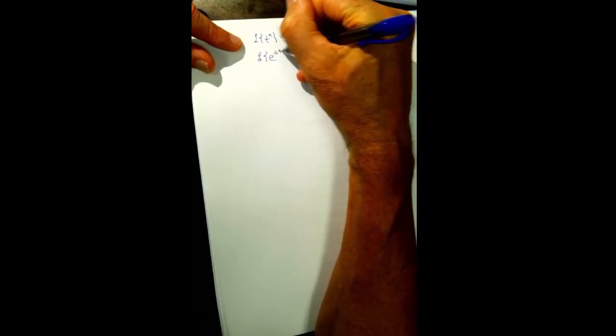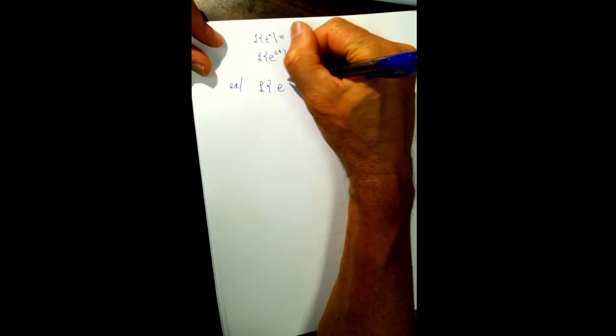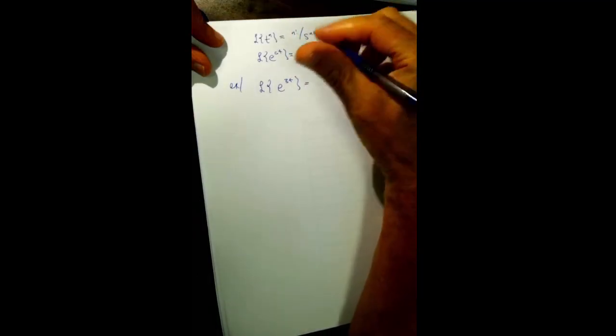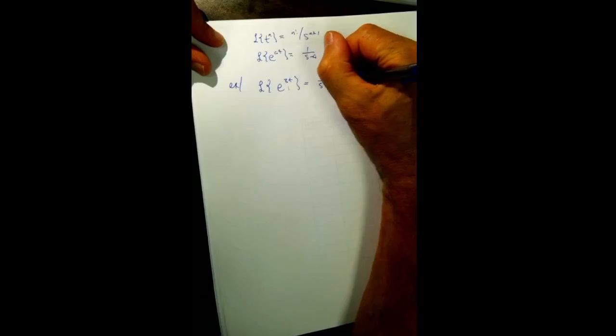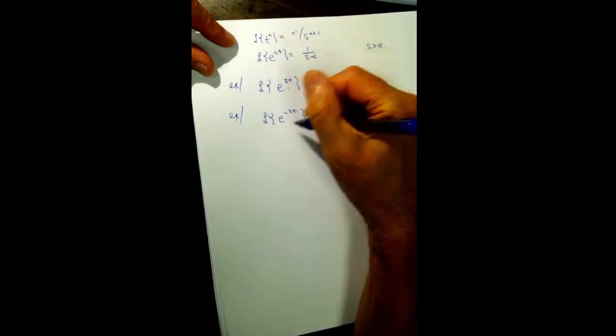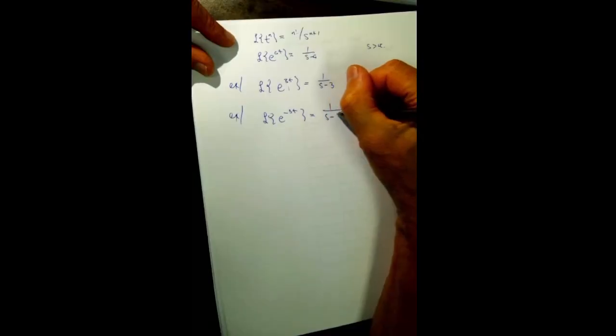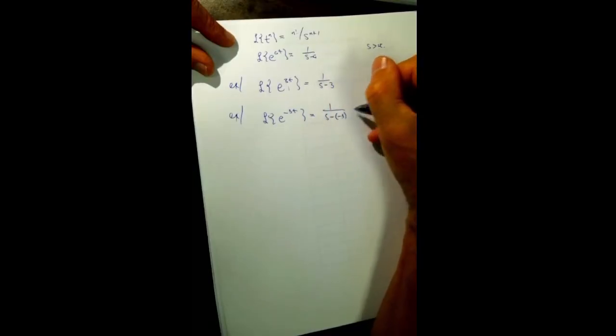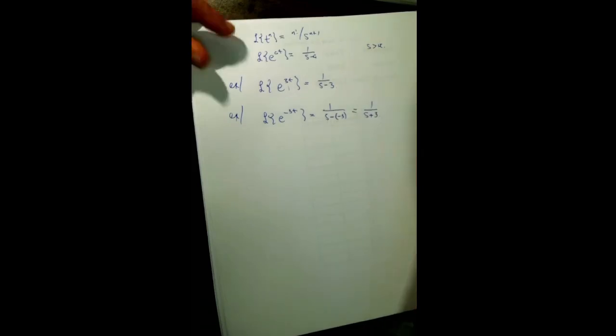Okay, so we now have the Laplace transform of t to the n is n factorial over s to the n plus 1. Laplace transform of e to the at is 1 over s minus a, with the caveat that s has to be bigger than a. So, for example, Laplace transform of e to the 3t is going to be, so in this case a is 3, so I get 1 over s minus 3. If I look at the Laplace transform of e to the minus 3t, in this case a is minus 3, so this becomes s minus minus 3, so I get 1 over s plus 3.